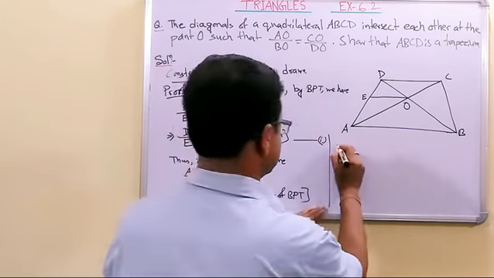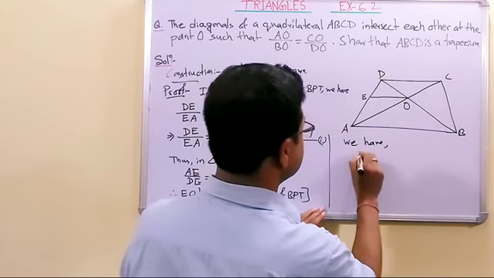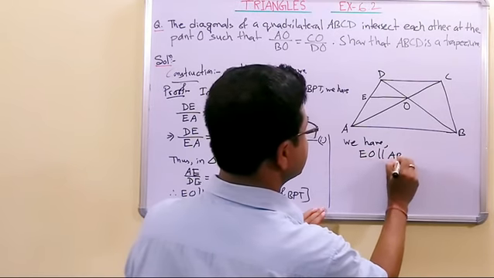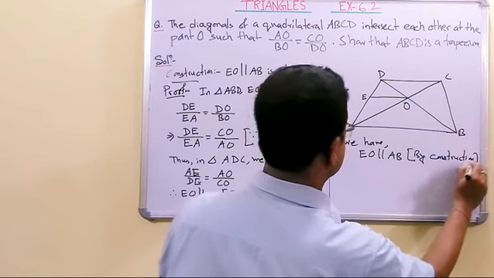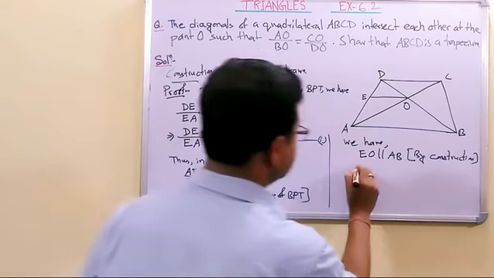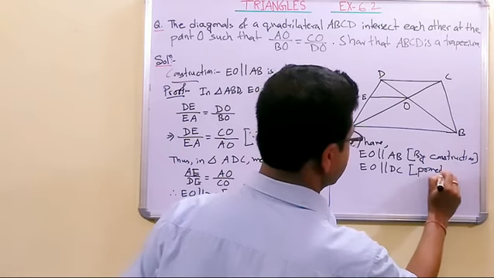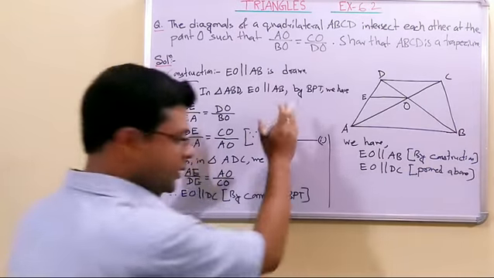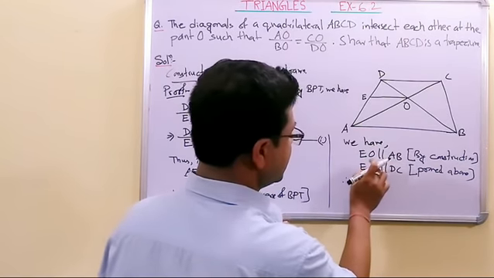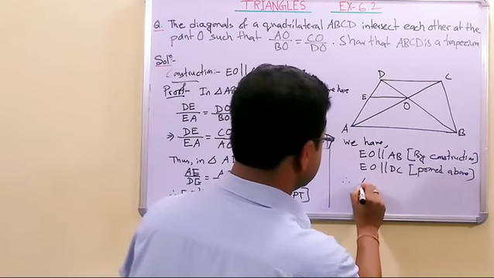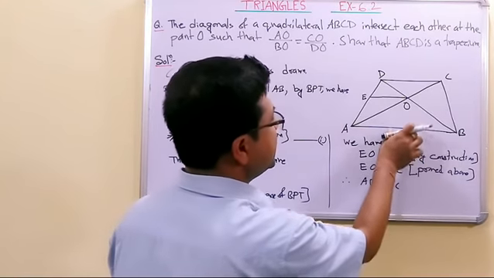Alright, now next part let us do here. Alright, so here we have EO parallel AB, reason by construction, and also EO parallel DC, proved above. You write, because we will do in this way, so we will write proved above. So from these two what we get? Therefore EO parallel to AB, also EO parallel to DC. Ultimately these two are parallel. AB parallel DC. Thus in quadrilateral ABCD, AB and DC are parallel.